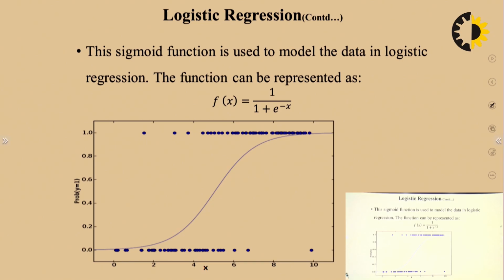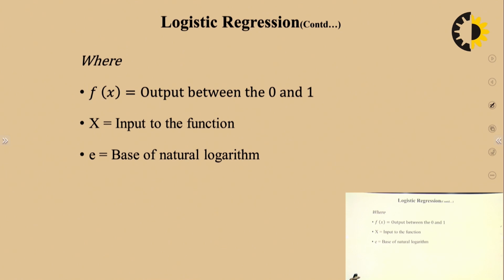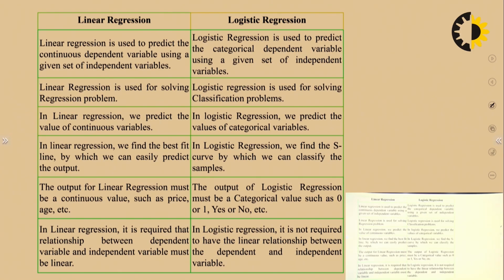Basically, the logistic sigmoidal function is used for logistic regression. Here f(x) is the output between 0 and 1, x is the input, and e is the base of the natural logarithm.